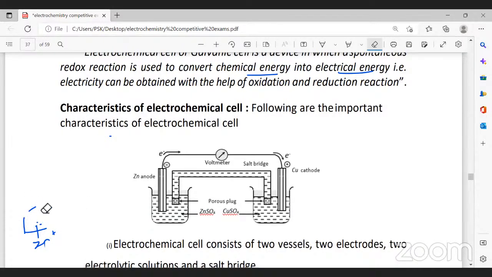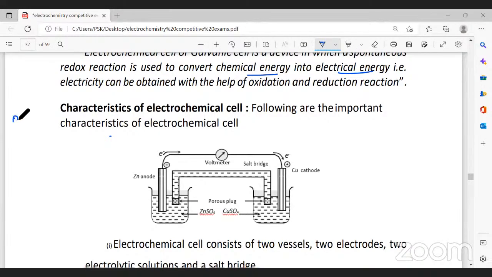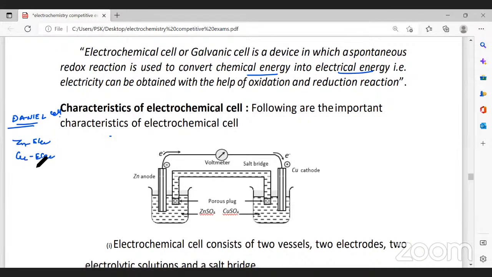In order to understand the characteristics of an electrochemical cell, we will learn the construction and working of the Daniell cell directly. They'll ask you, explain the construction and working of Daniell cell. Daniell cell is an example of an electrochemical cell. To construct a Daniell cell, we require two electrodes: one will be a zinc electrode, the other a copper electrode.